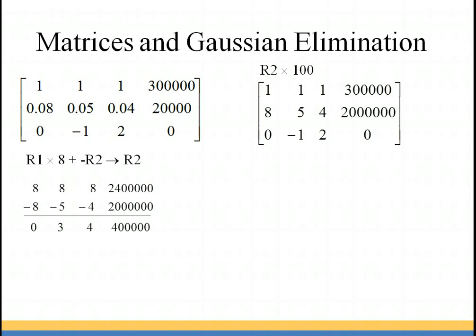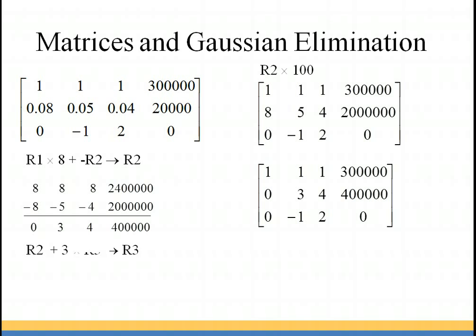So multiplying the first row by 8 we get 8, 8, 8 and 2,400,000. Adding that to the negative of row 2, we get 0, 3, 4 and 400,000. Now we're going to put that answer back into row 2. So I have a new matrix that I'm now working with.